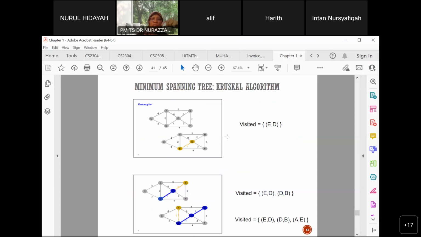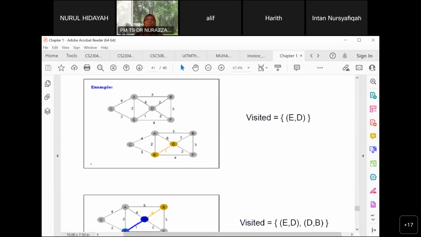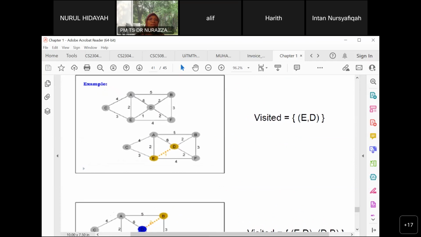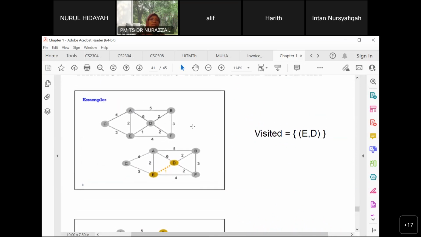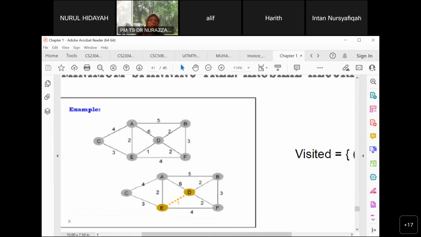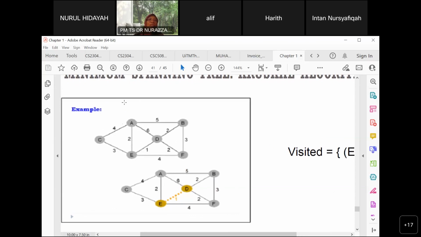Okay, jadi di sini contohnya katalah example di sini nampak this graph. Okay. So this graph saya besarkan bagi orang nampak jelas. Okay, so this graph dia ada A, B, C, D, E, F. Okay, now dengan semua edges yang connect between those vertices.